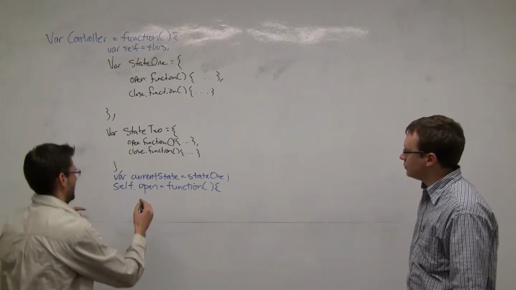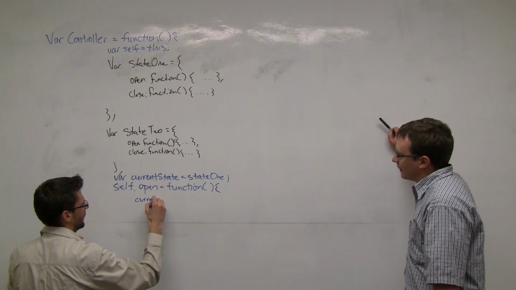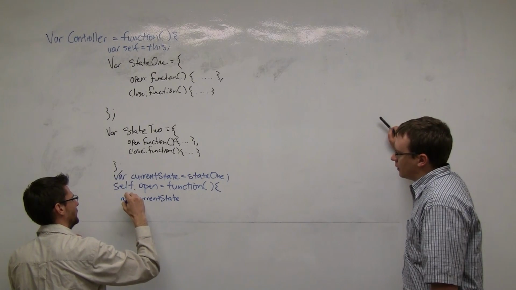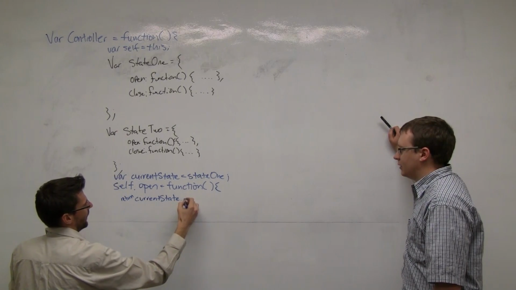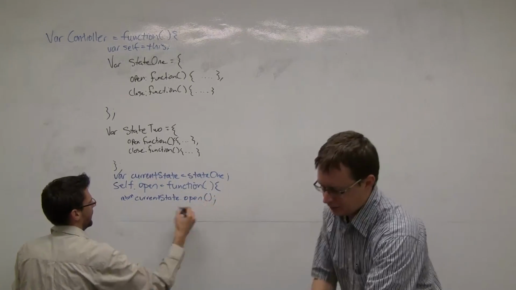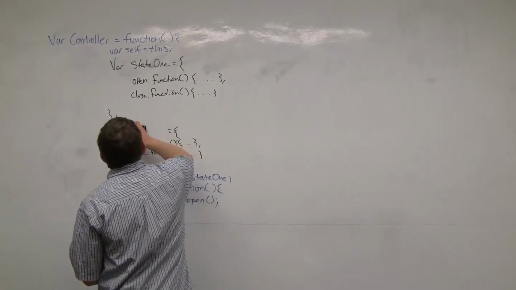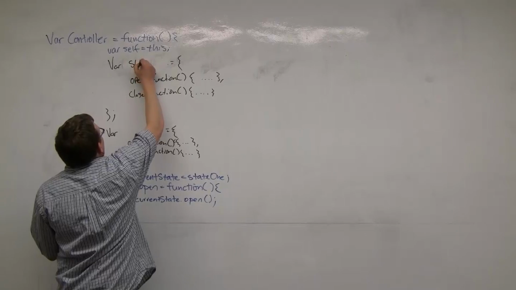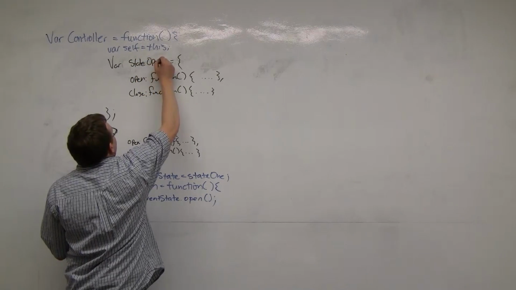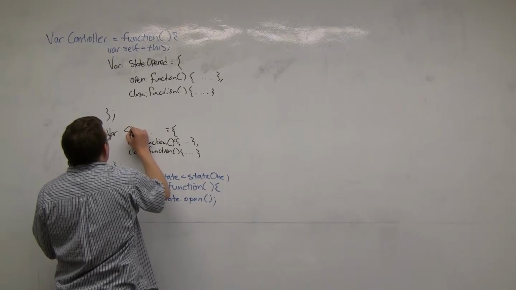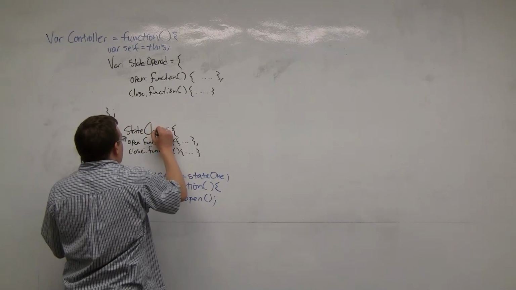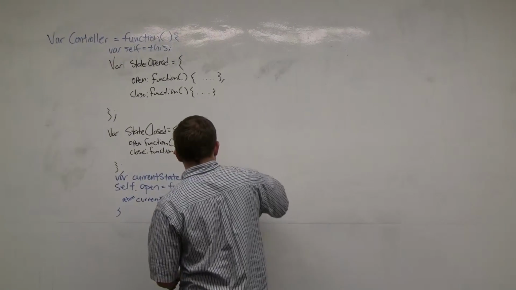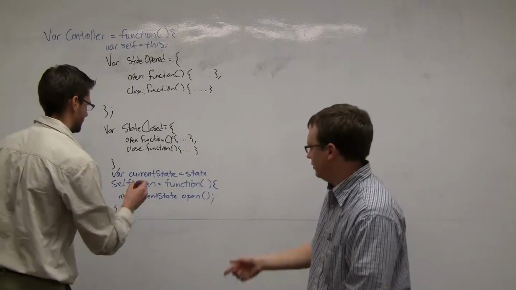So now we come down here, and in this function all we have to do is say current state. Oh, return. You'll want to do that. Return current state dot open. Actually, let's make this a little more obvious. I'm going to rename these. Say state open and state closed. Perfect. And now our default state will be state closed. Yeah, state closed. You have the blue one.